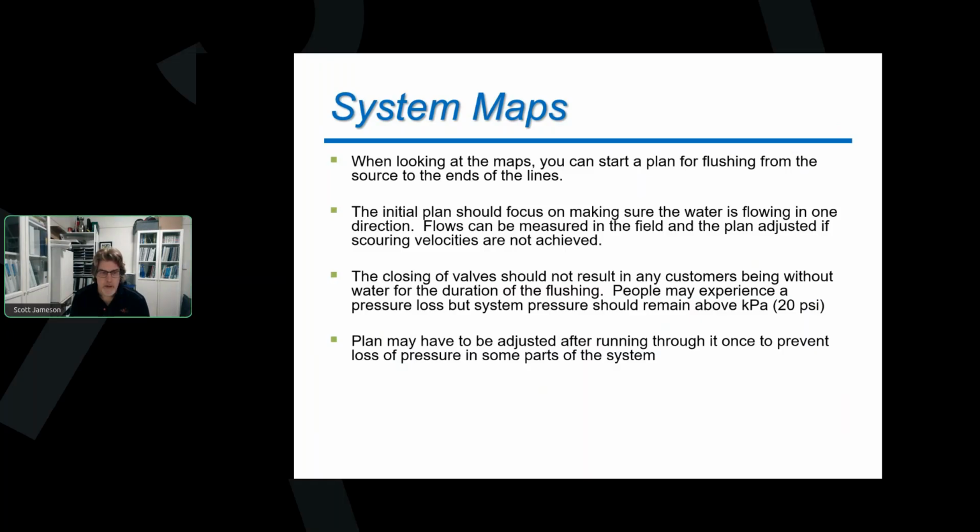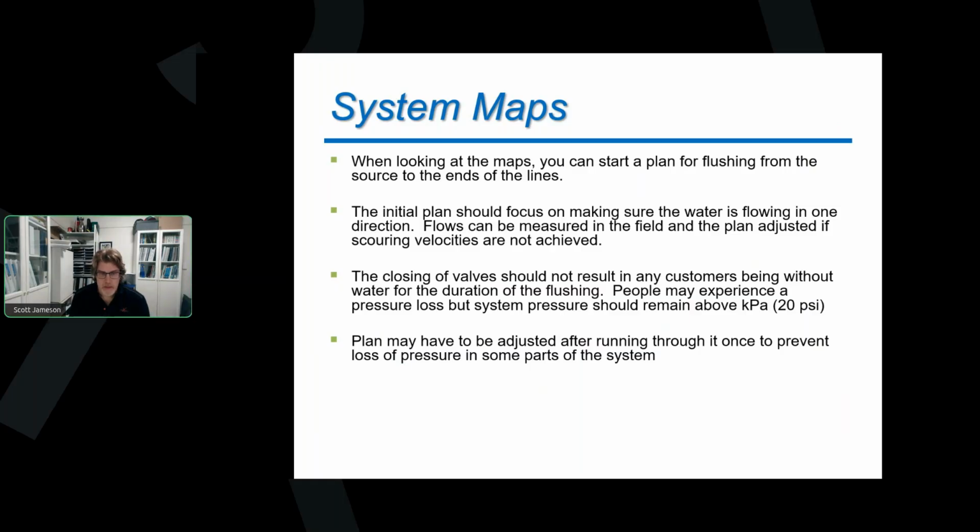The second one is another one where, yes, people are going to experience some pressure loss while we're doing the flushing, but the system pressure should always remain above 20 psi. The kPa reading has gone off there, but it must stay above 20 psi at all times. And this is for cross connection control purposes, right? If we drop the distribution pressure below 20 psi, we are creating a back siphonage event, and we have a chance then of contaminating our water system.